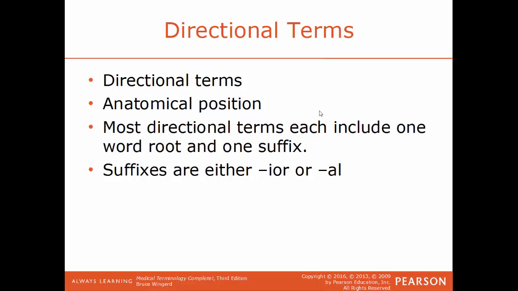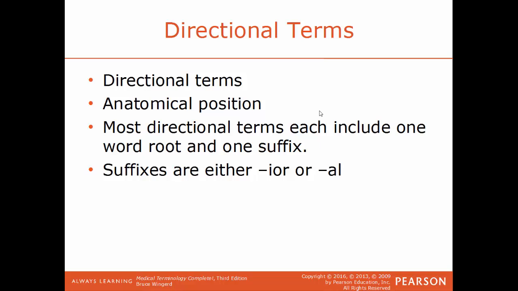All right, now we'll talk about some directional terms when it comes to the human body. Now, most directional terms will include one word root and usually one suffix. And that suffix is usually the ending AL or IOR, like superior, posterior, distal, proximal, medial, and so on. And all these terms are based on a very standard starting position called anatomical position.